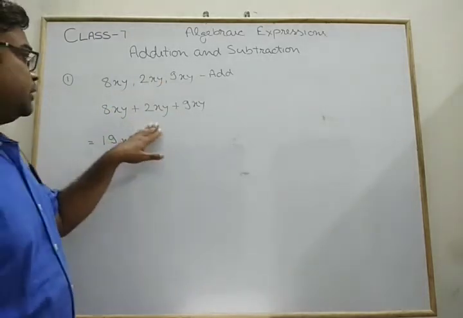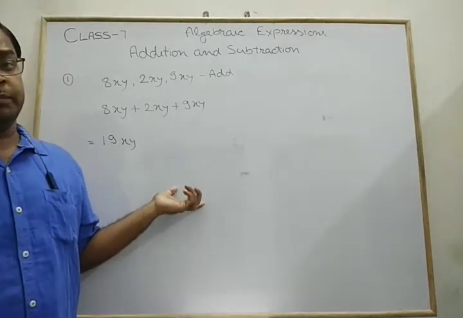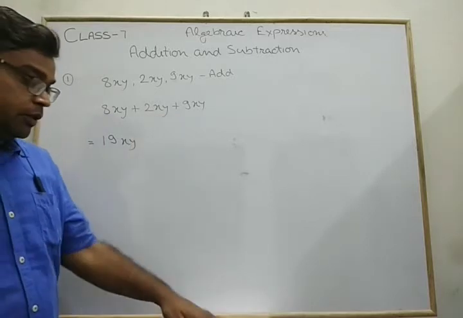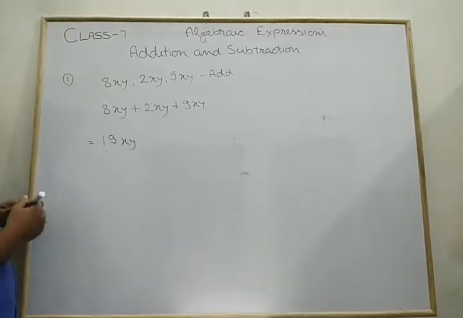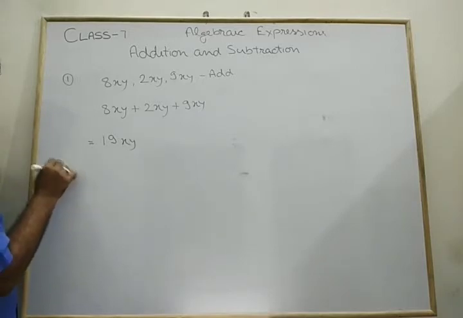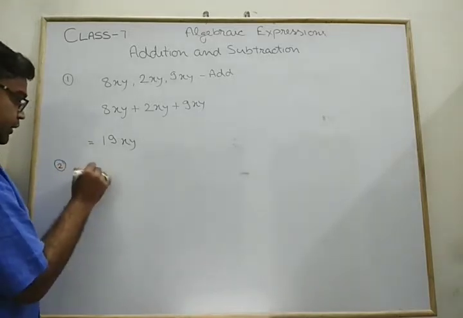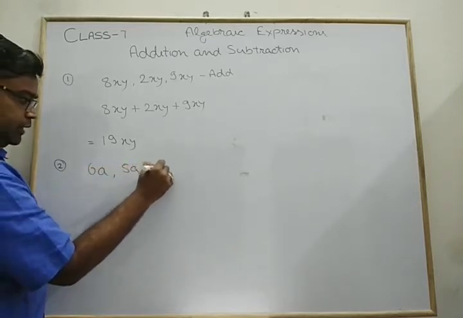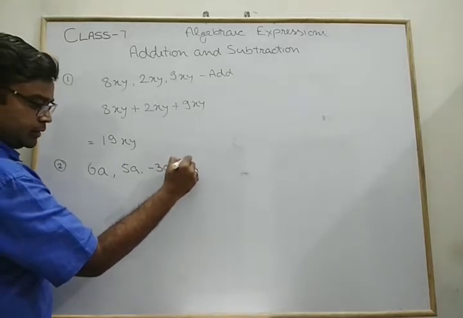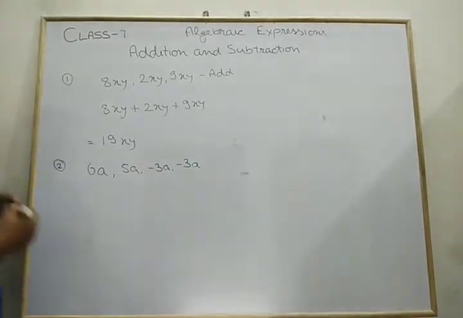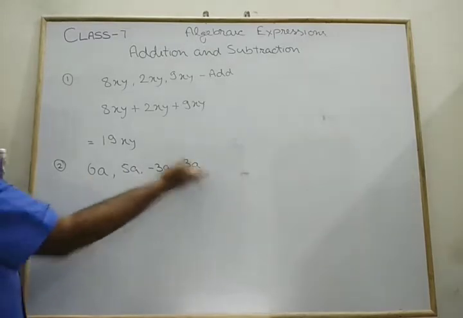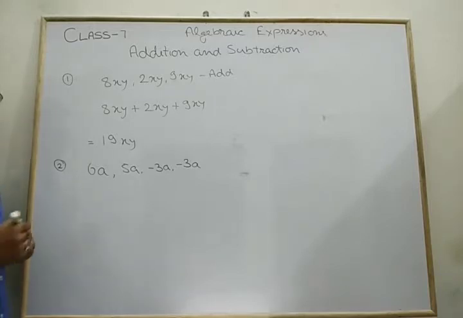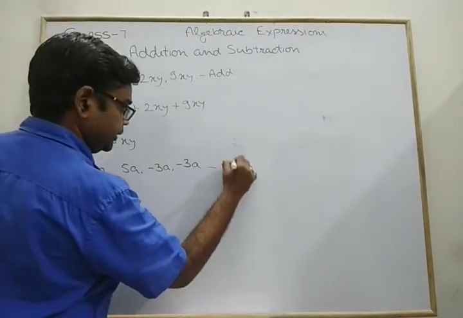Now if it is a plus sign, fine, but if any minus sign is there, then what happens? If any minus sign is there, then we have a special case. For example, with another variable, it is given 6a, 5a, minus 3a and minus 3a once again. There are various monomials with plus sign and minus sign. The question again says to add them.